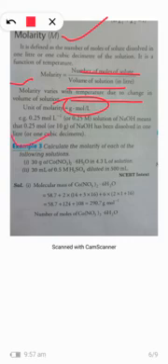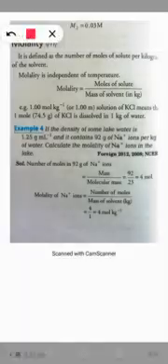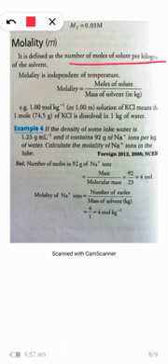Calculate the molarity of each of the following. Just go through this example. You will come to know, this is also the part of the same numerical. This is molarity. Now we will talk about molality. As we discussed molarity, similarly molality is the number of mole of solute per kilogram. Here it is kilogram.